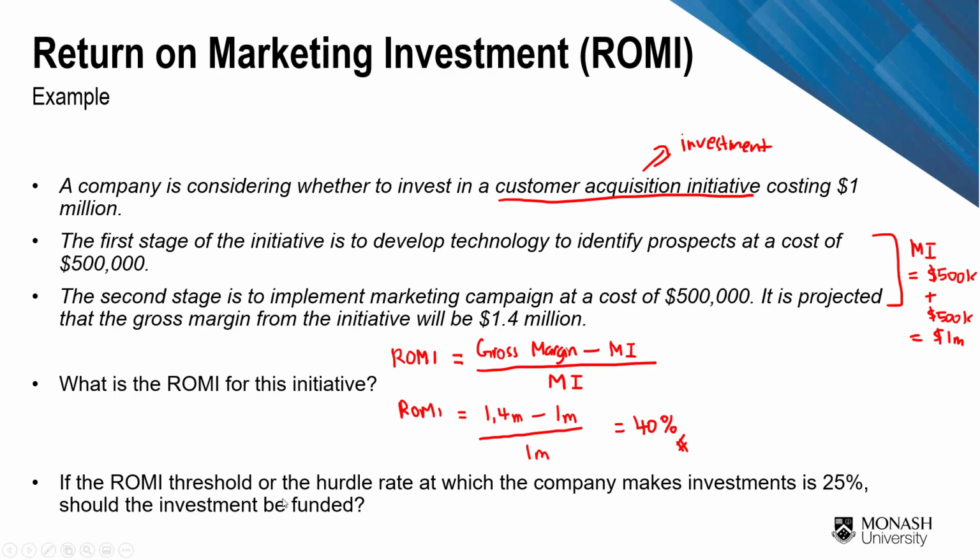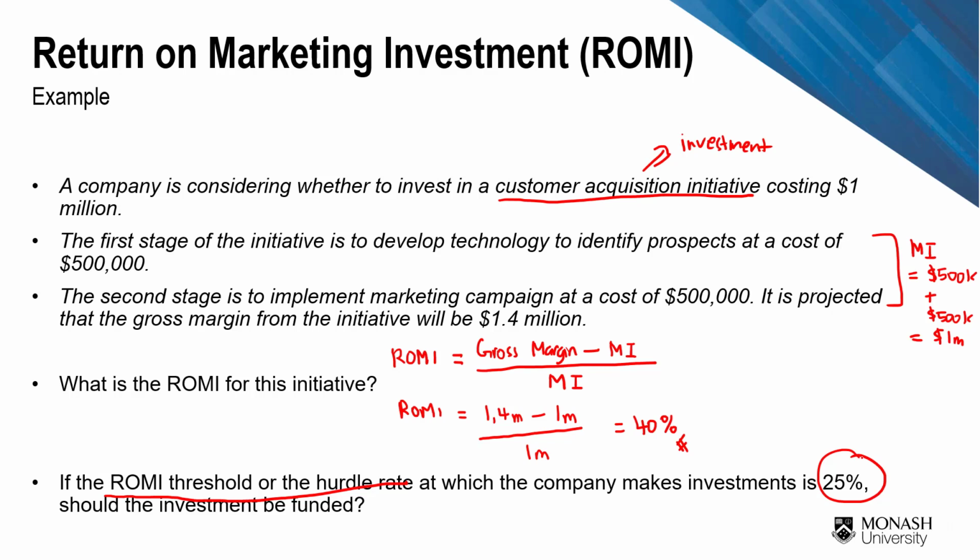Now, the ROMI threshold, or what we call the hurdle rate, is basically the aim that the company really wants to achieve. Say the company has a ROMI of 5% and their target is 25%, then obviously the project will not go through, because their aim is 25%. So anything more than that, they are likely to accept. But anything lower than that, they think it's a waste of time and we shouldn't go through with it.